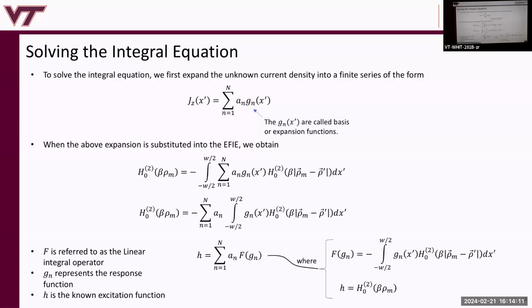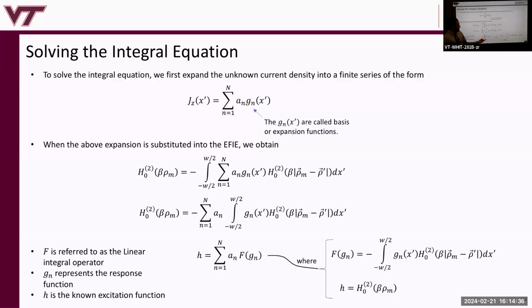All right. So if we take this expansion in terms of known basis functions that are weighted by unknown coefficients for the current density and plug it into the EFIE, then by linearity, we can factor out the summation sign with the unknown complex coefficients, and we have an integral we can solve now, right? Presumably we do know g_n of x. We choose those, right? Good.